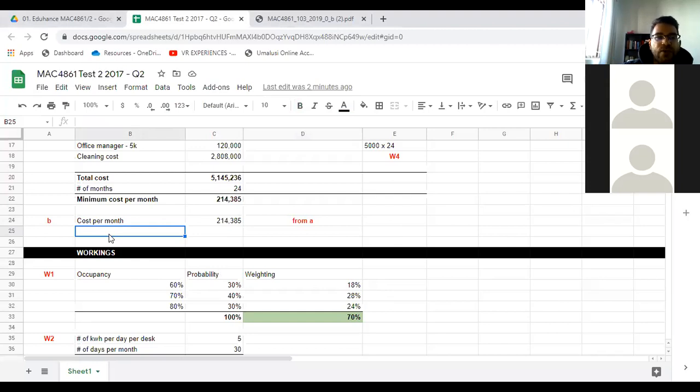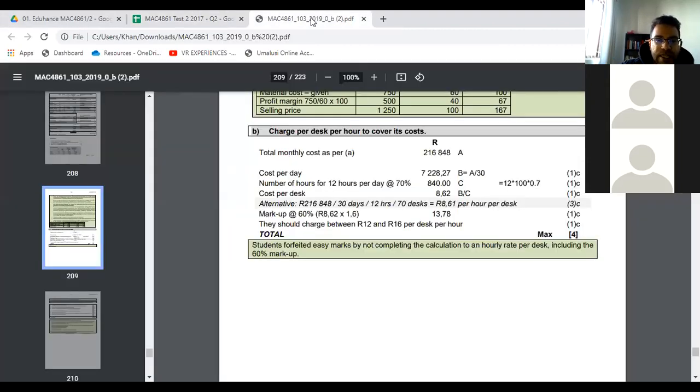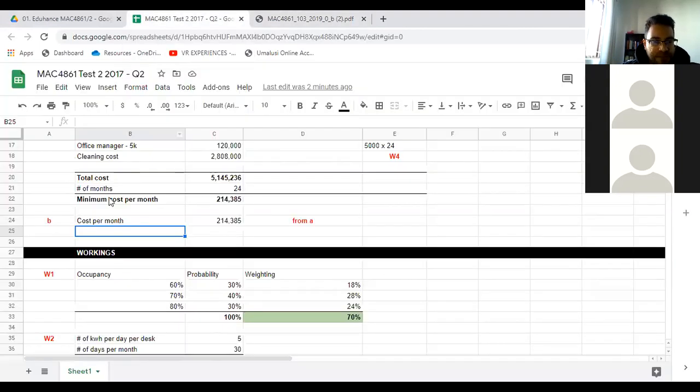Now the question is asking us to calculate the cost per desk per hour to cover its costs. Okay, so this is a monthly cost. So we need a cost per desk per hour. So what we can do is divide by the number of hours. That's the number of hours per month.